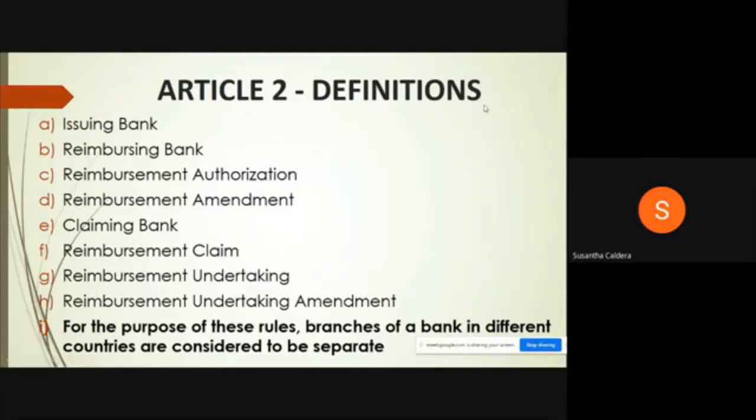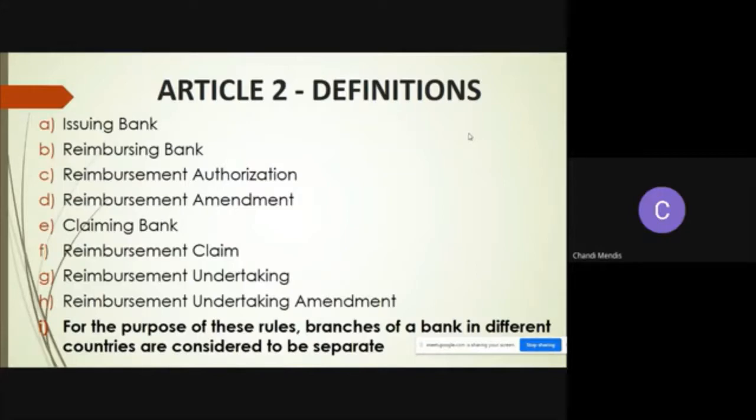Now, if Standard Chartered Colombo issues the LC, then who will be their correspondent bank, their reimbursing bank? Just guess. Who will be their reimbursing bank? Now, Sampath Bank said Standard Chartered New York. For Standard Chartered Colombo, who will be the corresponding bank or the reimbursing bank?